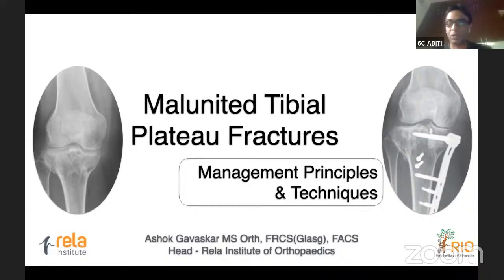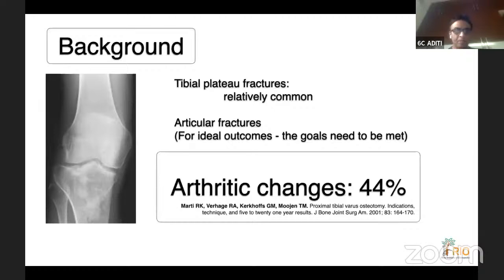So I'll just get things going with a small talk on how to approach malunion after tibial plateau fractures by using corrective osteotomies. What are the management principles and techniques involved? If you look at tibial plateau fractures, they are a relatively common articular injury in the lower limb. Since they are articular fractures, if you want to get an ideal outcome, the goals for any articular fracture have to be met. That means you need to get your articular congruity right. And more important, since it involves the lower limb, you need to get the axis right as well. I'd probably say getting your axis right is more important than getting your articular congruity right.